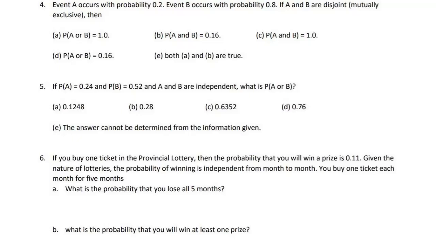If you buy one ticket in the provincial lottery, then the probability that you will win a prize is 0.11. All right, so I'm going to mark that so that I don't lose it. Given the nature of lotteries, the probability of winning is independent from month to month. You buy one ticket each month for 5 months. What is the probability that you lose all 5 months?